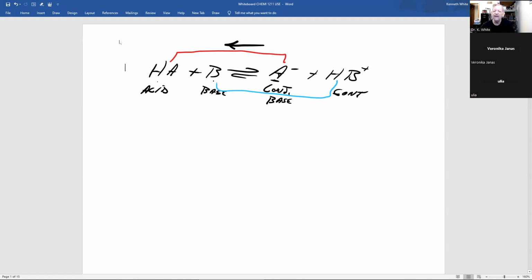Now, let's look at HB plus. When it goes to its conjugate, B, this way, follow the blue line, going from HB plus to B, is HB plus donating a proton or accepting a proton? Follow the H. Does it have one or does it give it up? And time's up, it gave it up. So that means HB plus, a proton donor, is an acid. And because it's on the right side, it's the conjugate acid.